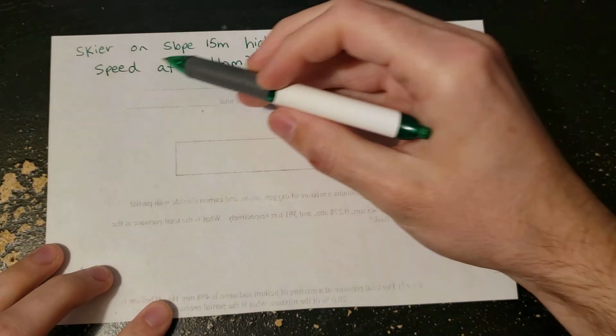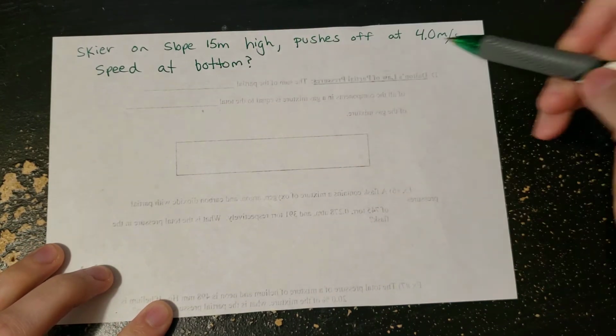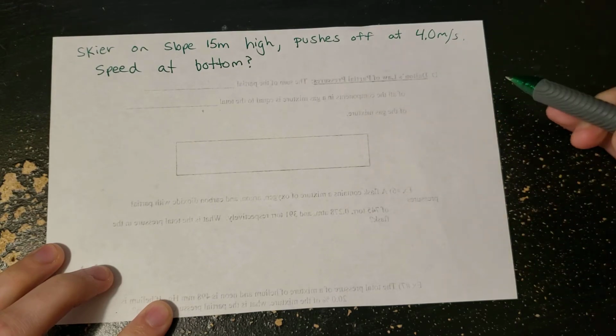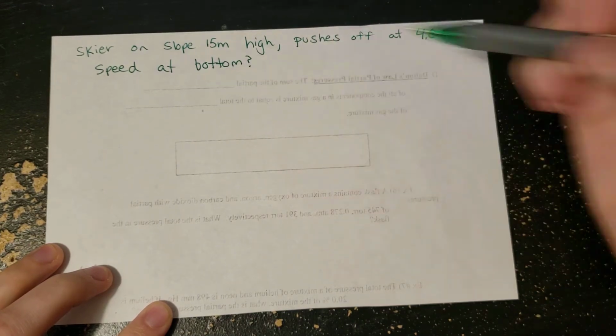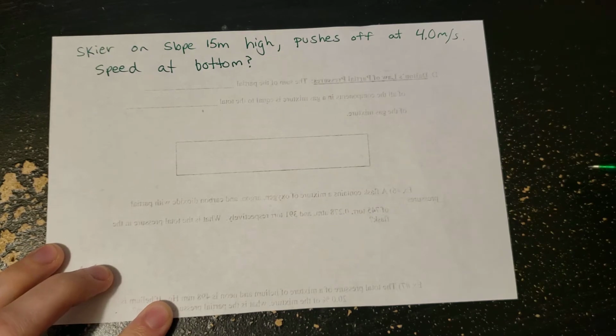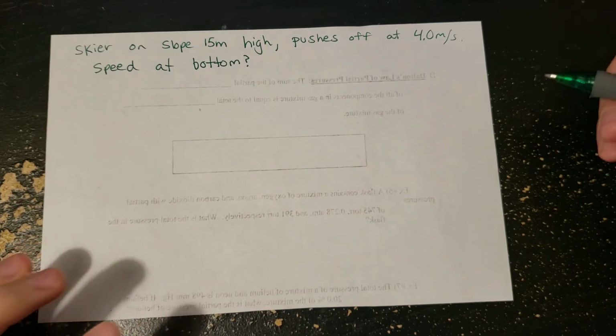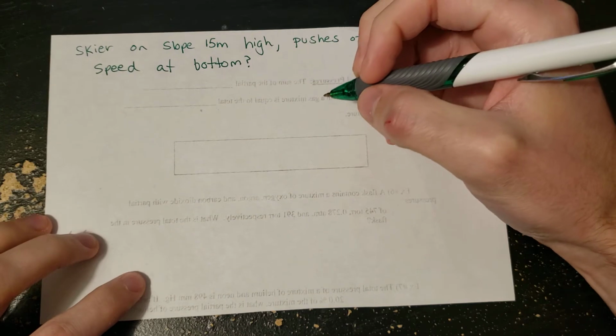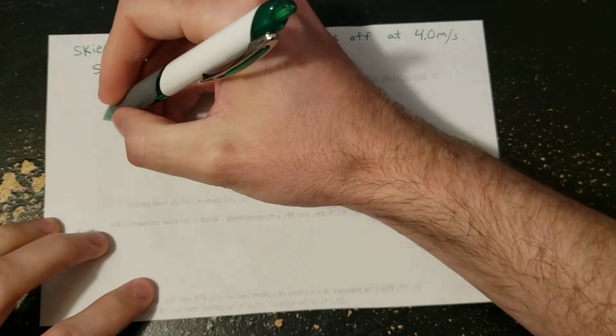Here we have a skier on a 15-meter high ski slope. They push off at 4 meters per second and then they coast down the hill, and we want to find their speed at the bottom. So like many physics problems, this is about having a diagram and understanding the kind of concepts at play.